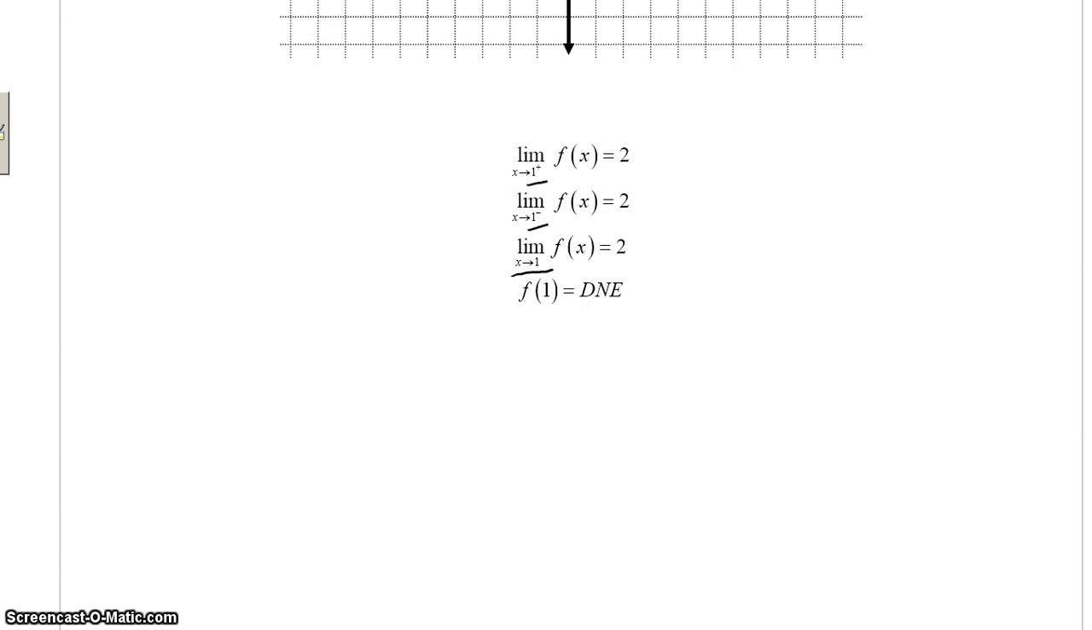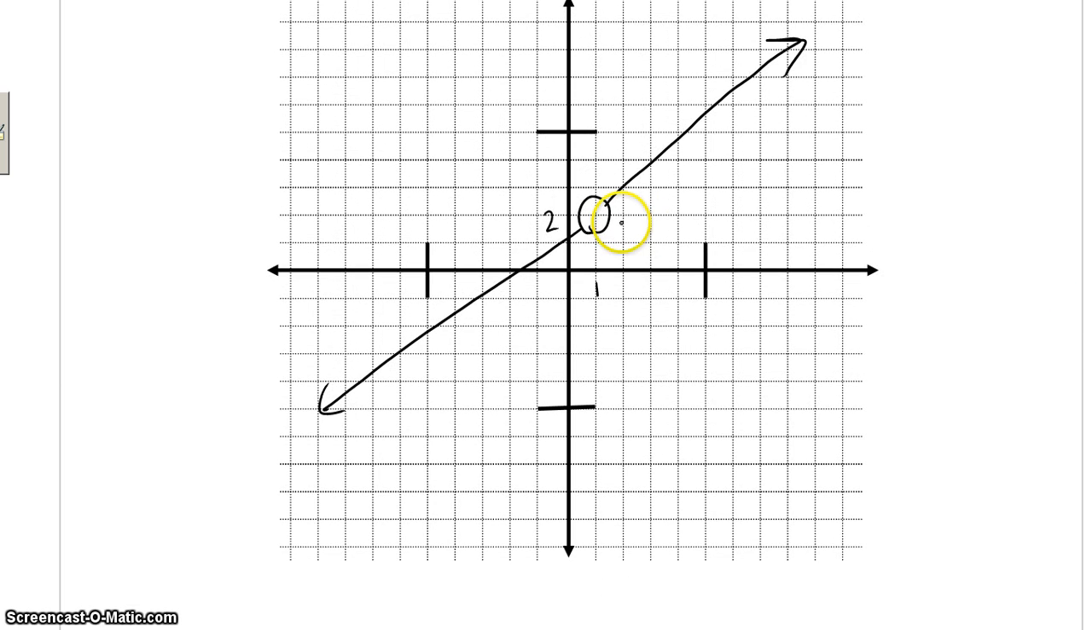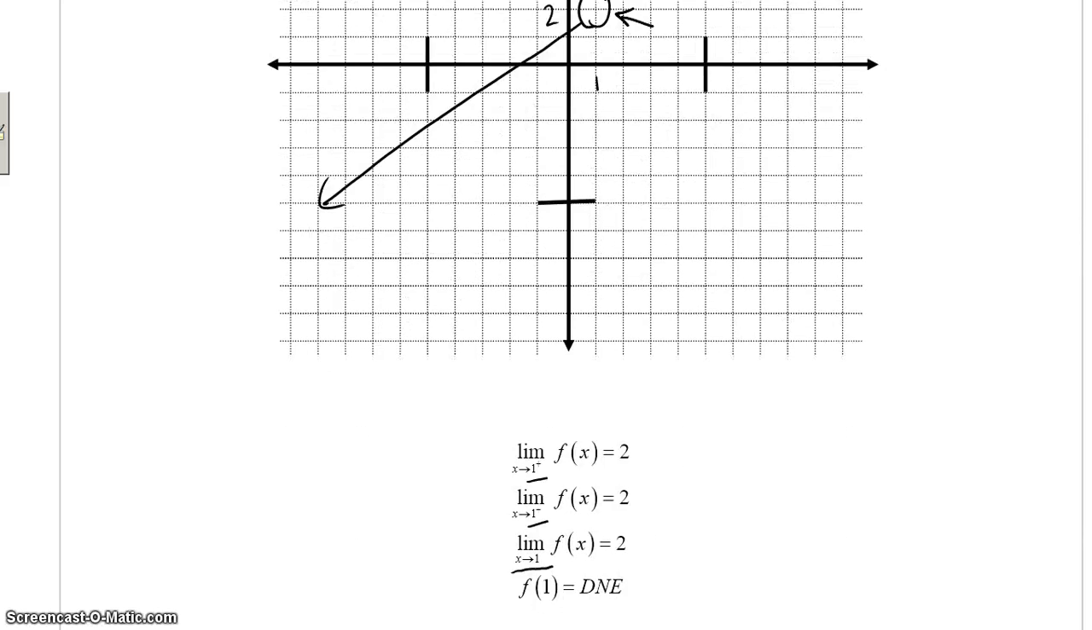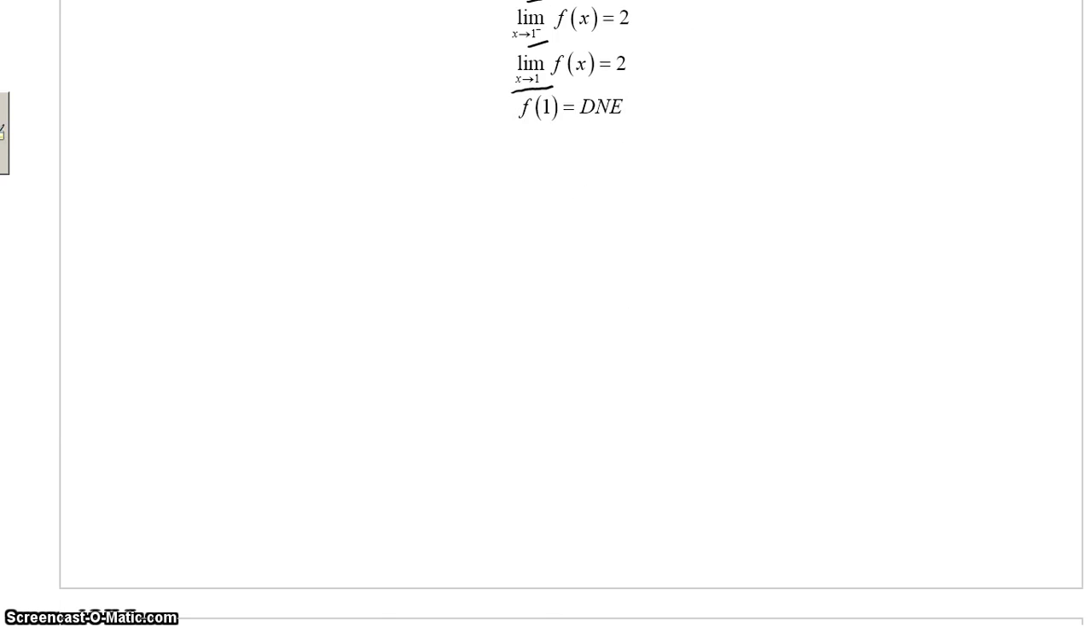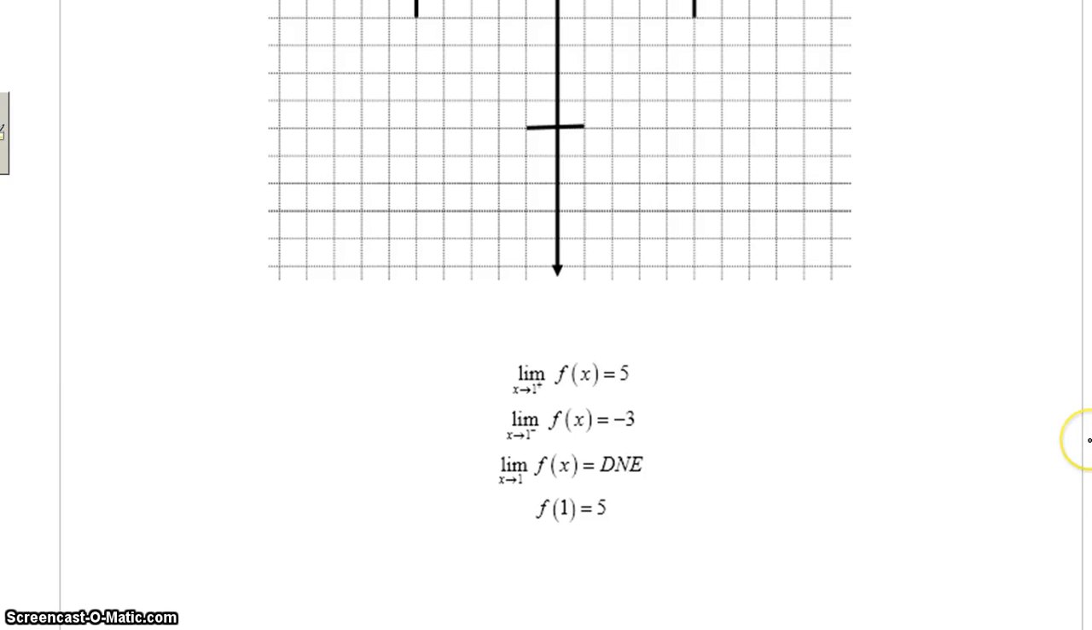So at f of 1, it does not exist. What does that mean? That means that our circle here, that point (1, 2), is not included in our graph. That value does not exist, which means it is not included. So it should not be colored in, and this is exactly what the graph should look like. Okay? So our next one, again, plain graph with some information.